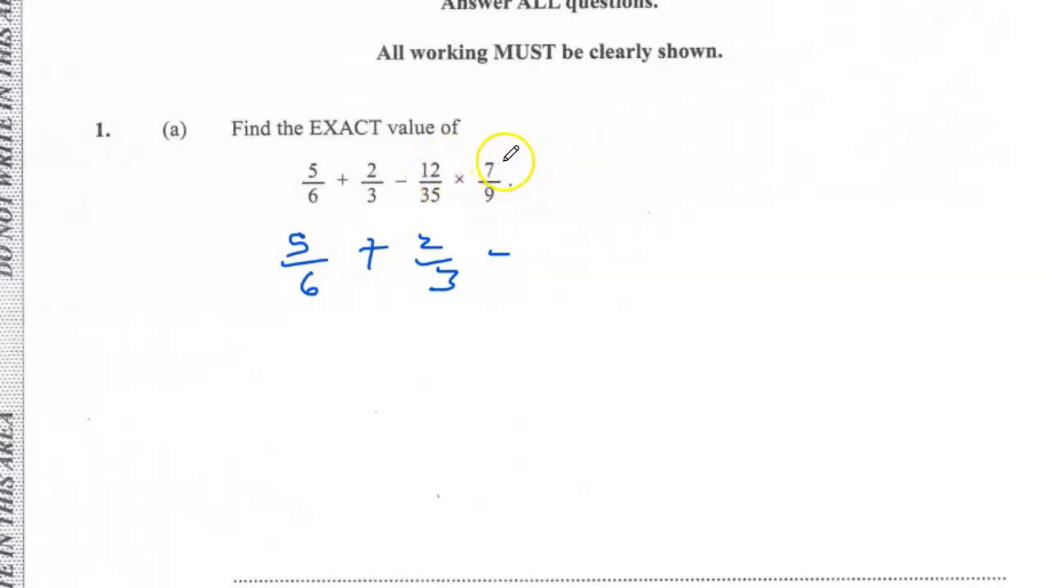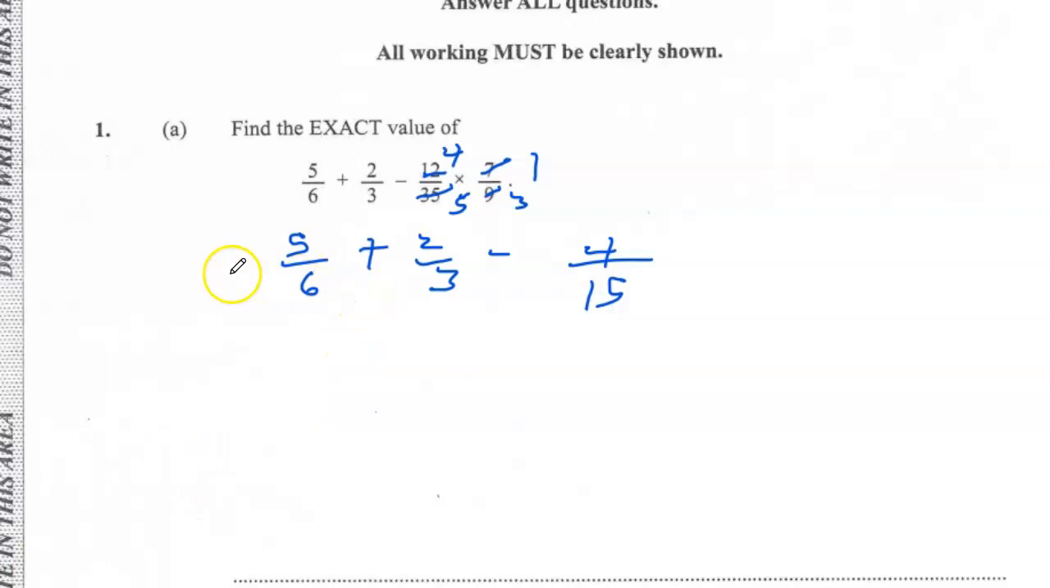So 7 into itself is 1. 7 into 35 is 5. And then we can also simplify 12 and 9 by dividing by 3. 3 into 12 is 4, and 3 into 9 is 3. So this becomes 4 times 1, that's 4, over 5 times 3, that's 15.